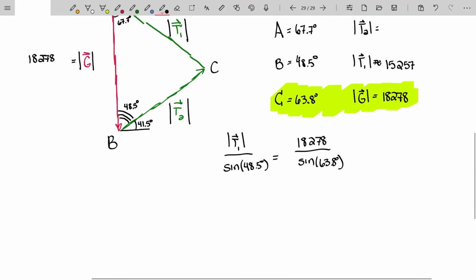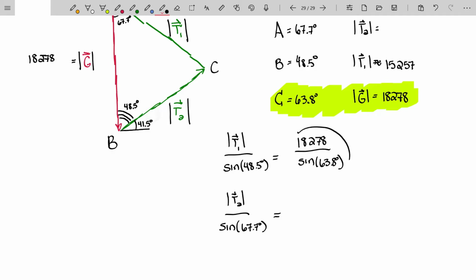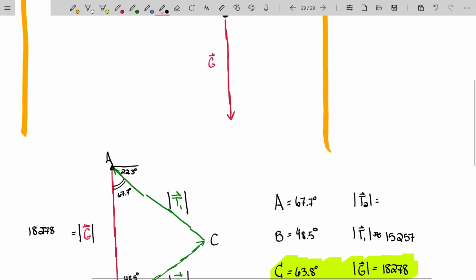Tension 2 is going to be the same type of mathematics. So the tension 2 is to the sine of its opposite angle, as again, that statement right there. So I'll go ahead and quickly change that to 67.7. And this becomes 18,847. Which brings up a really interesting point.